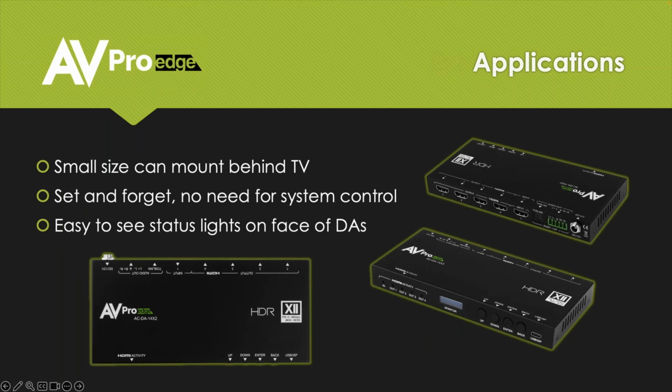All right, let's talk about some applications. This has a very small size and form factor, easily mounted behind a television set. And like I say, with those lights in the front, it's really easy to see the status of what HDMI signals are hot or not, in case you don't have a picture. There is not any control on here, an API. This is a set and forget unit. Like I said, 90% of the time, you're going to plug it in, it's going to work, and you're going to walk away.